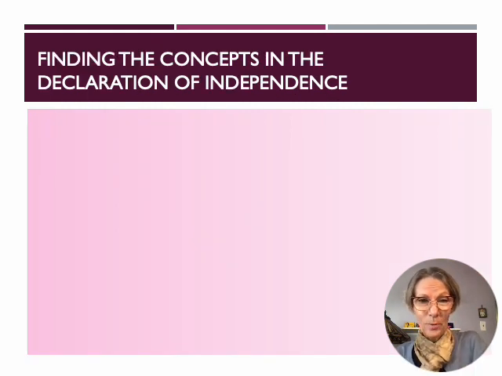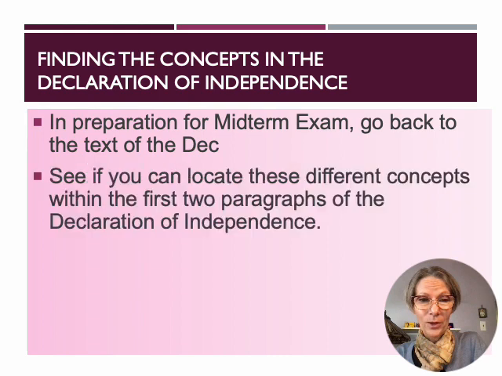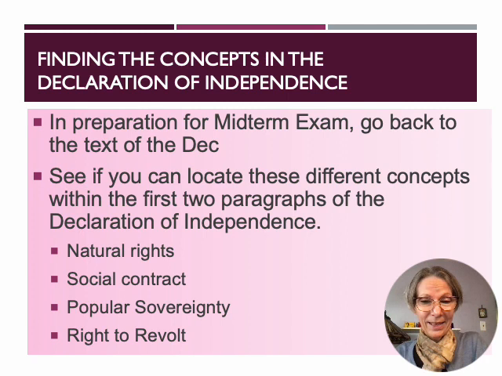And so for the midterm exam, we're going to go back to the text of the Declaration of Independence. I'm going to tell you that you must use the first two paragraphs, but you could use the whole body of the Declaration of Independence if you wanted to as well, to bring these concepts to light. And then I want you to see if you can locate these different concepts within the first two paragraphs or beyond of the Declaration of Independence: the natural rights, the social contract, the popular sovereignty, and the right to revolt, okay? So that slide's a little bit redundant, but that's what you'll be asked to do on the midterm exam.